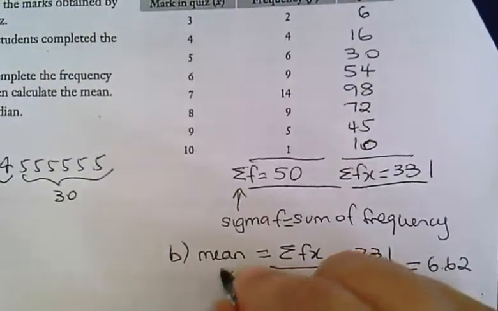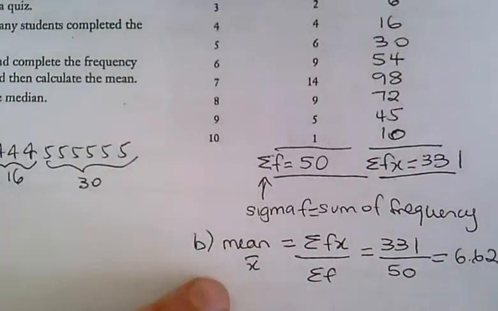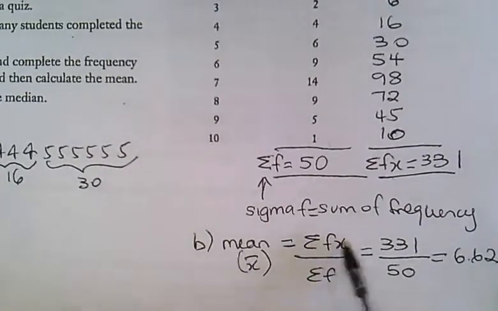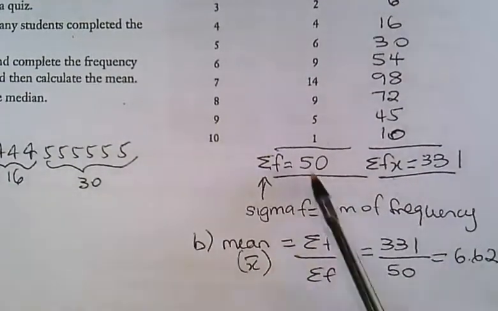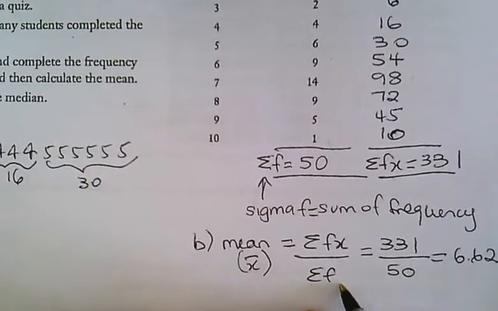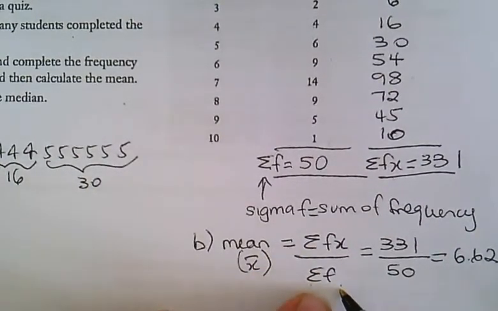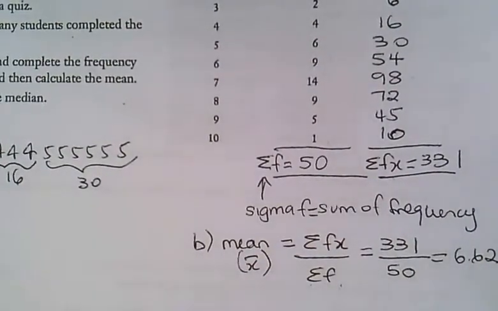Remember, symbol for mean is X bar. Mean, which is sigma X, equals sigma Fx, which is the sum of everyone's scores, over sigma F. Sum of everyone's scores over the number of students, and there were 50 students, okay? So the mean is 6.62.